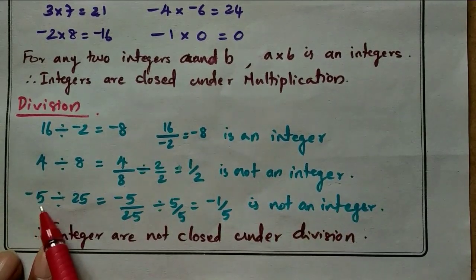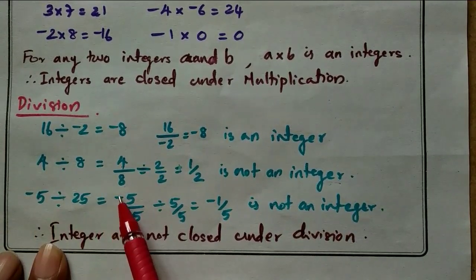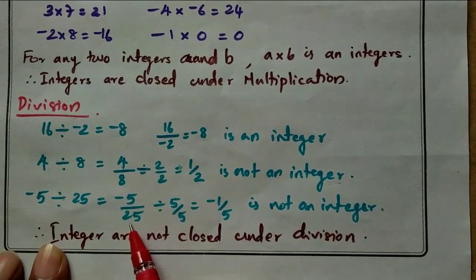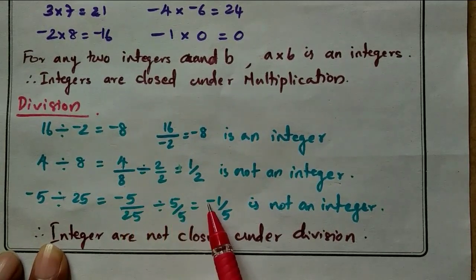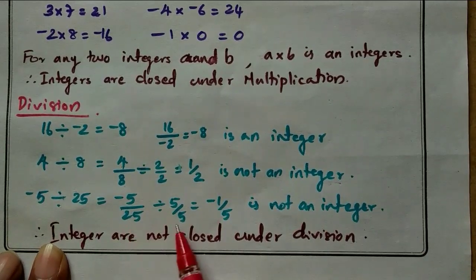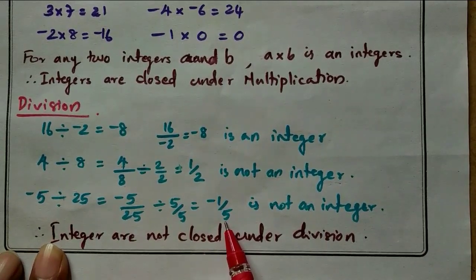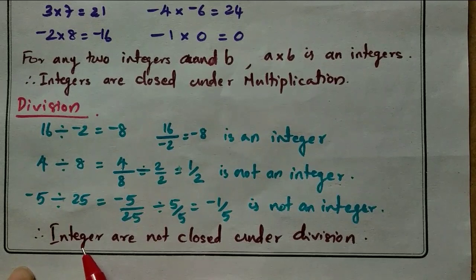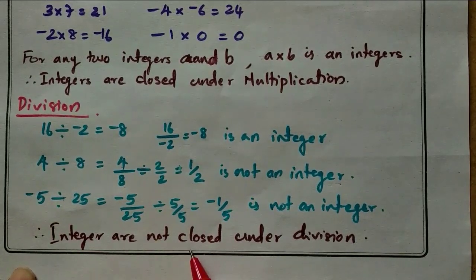Next example, minus 5 divided by 25. We can divide by 5 on numerator and denominator. Minus 5 divided by 5 is equal to minus 1, and 25 divided by 5 is equal to 5. So minus 1 by 5 again is not an integer. So therefore we can say integers are not closed under division.